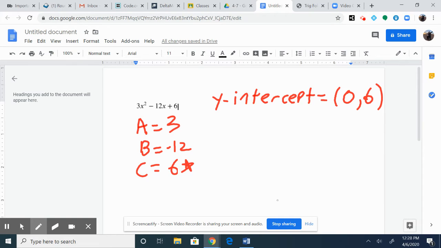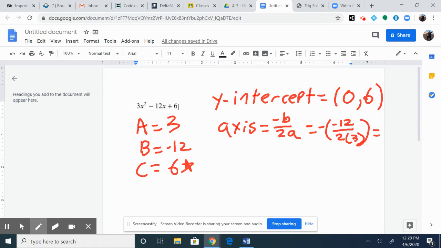Now we're going to go ahead and go with our axis of symmetry. So our axis of symmetry has an equation, and that would be negative b over 2a. If you remember our quadratic formula, we had negative b over 2a, and then the discriminant would be on the other side. So what we do is we take negative, and then b is negative 12, and 2a would be 2 times 3.